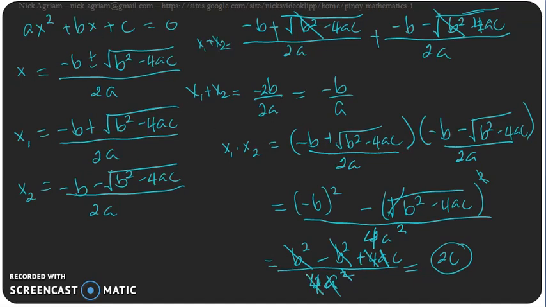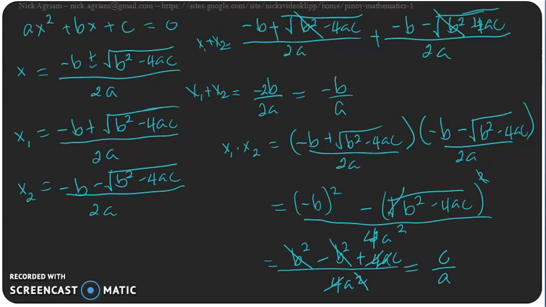So now, I hope you are still there. I will write it better. This is 4ac, and this is 4a squared. So that means the 4 will be 1, and that will be 1, and that will be 1. So we have c divided by a.